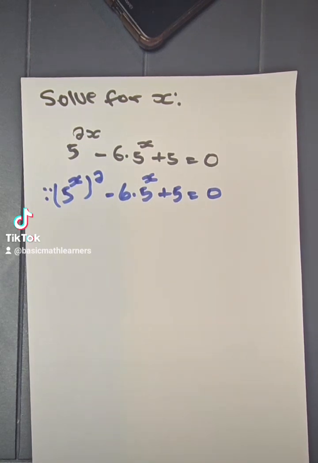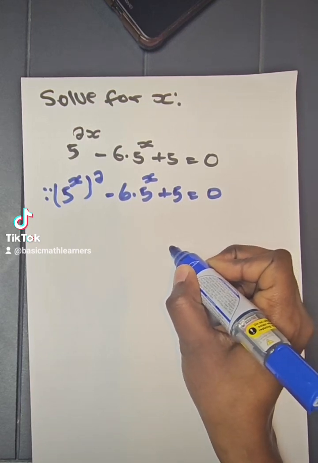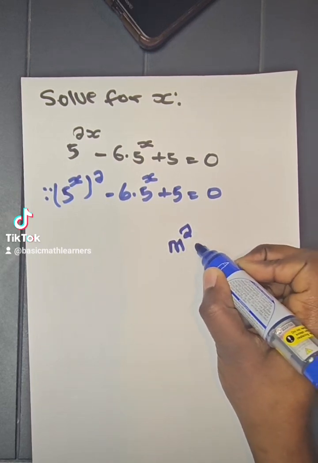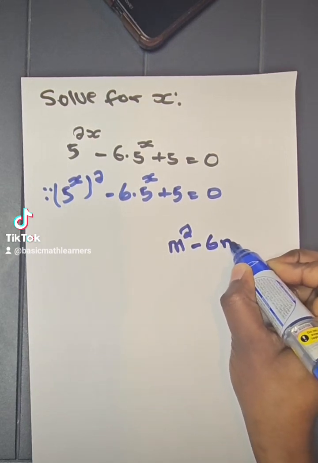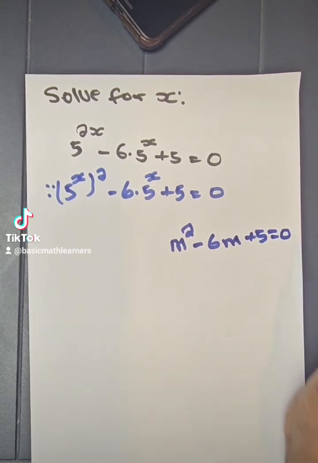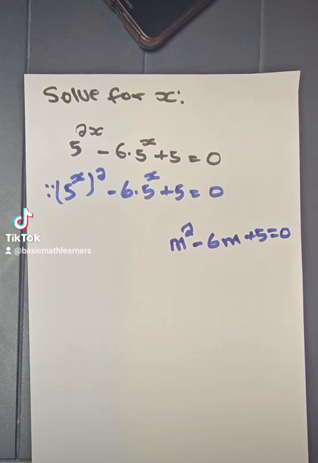So in order to solve it for x, I will rewrite this in terms of m to make it much easier. So I will therefore say this equals m squared minus 6m plus 5 equal to 0. Then I will factorize and solve it for m. Then I will come back to solve my exponential equation.